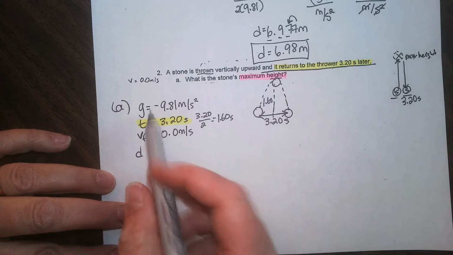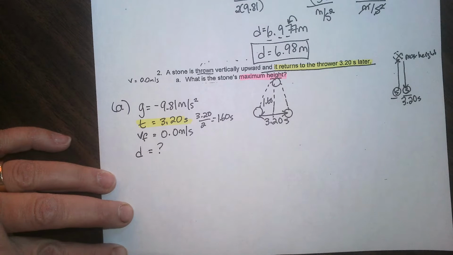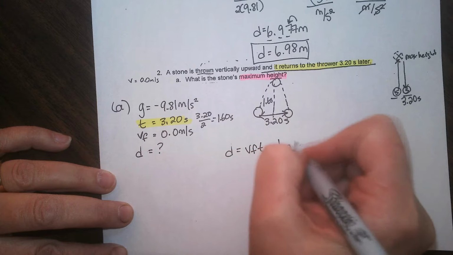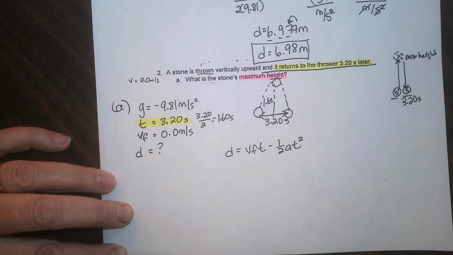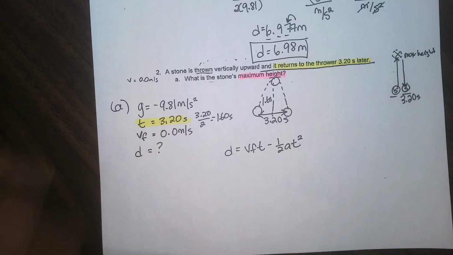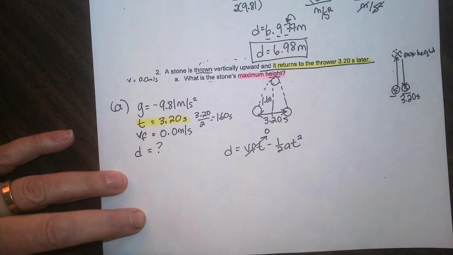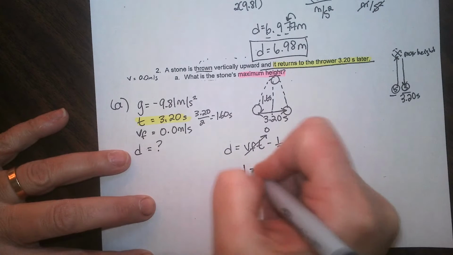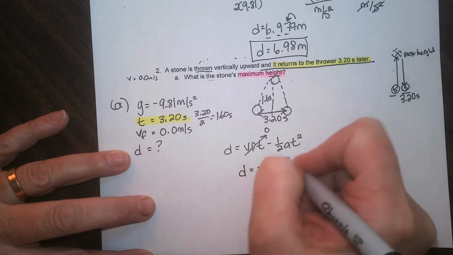Do we have VI in our list of goodies here? No. We have A, T, VF, and D. Square. Yep, good choice. Okay, VF is what? I know, yeah, but what's the value? Sorry. 0. So this whole piece right here is going to be 0. Because anything multiplied by 0 is 0. So D is equal to negative 1/2 AT squared.